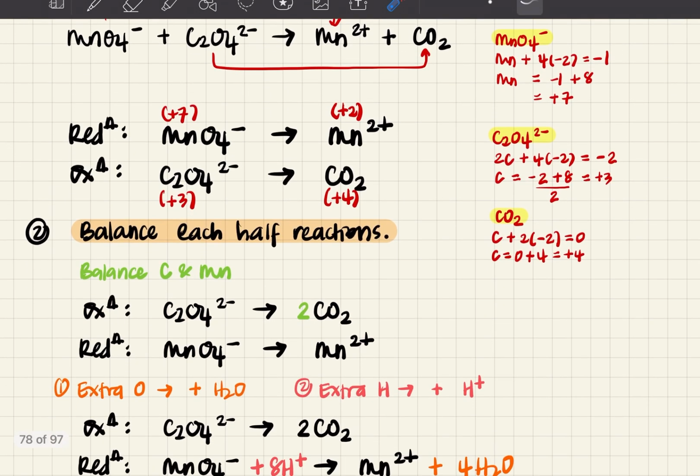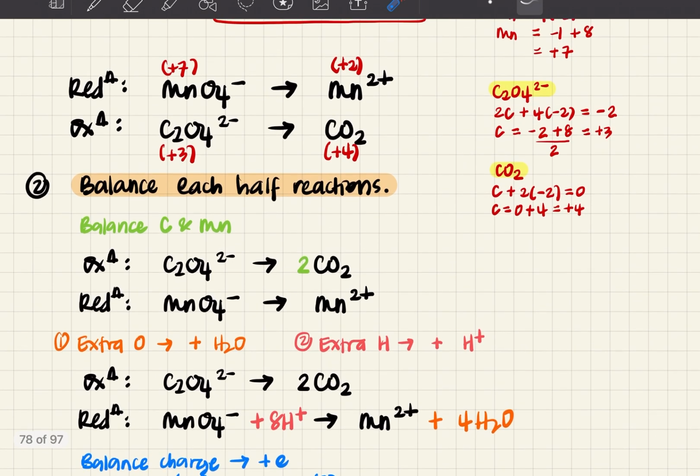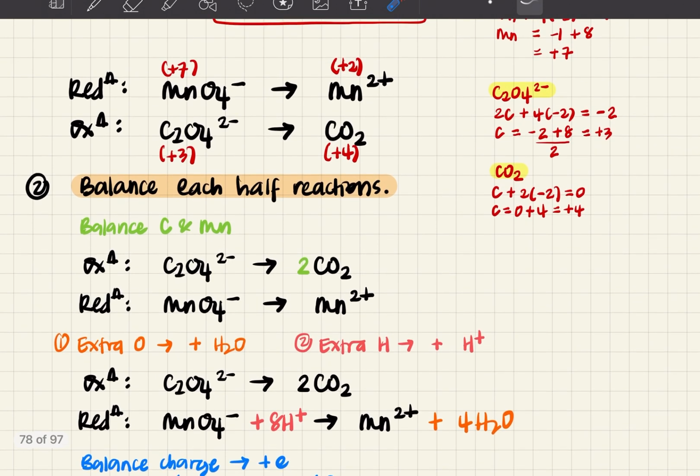Okay, so let's look. Okay, since kita dah ada kita punya this half equations, okay. So kita akan keluarkan dia punya charge, okay. How? So let's start here. C2O4 minus, berapa charge dia? Minus 2. Okay. And then your CO2, charge dia apa? Ada charge tak? Tak ada kat sini tak ada apa-apa kan. So dia 0 charge, okay.